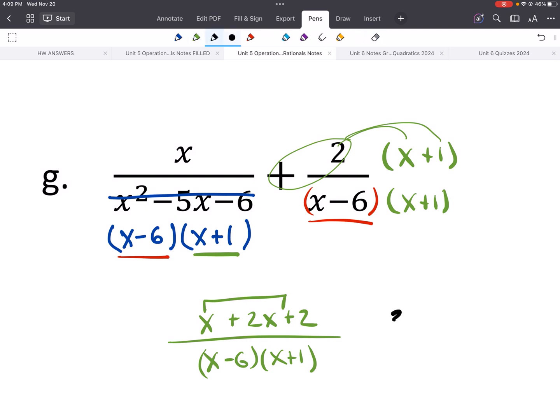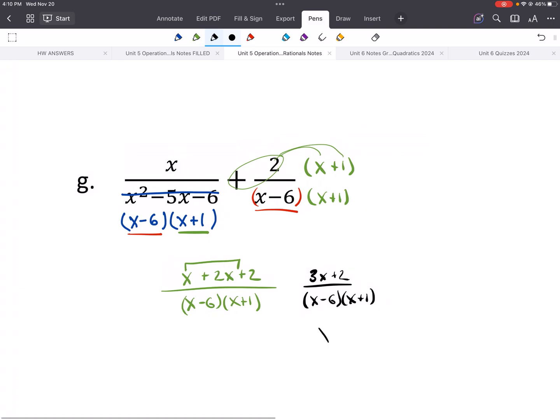We'll end up getting 3x plus 2 over x minus 6 and x plus 1. Okay? So that would be our answer and our excluded values. X cannot be 6 or -1.